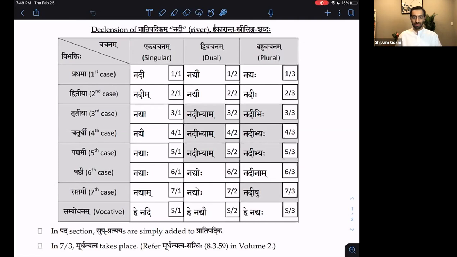nadinam. 7-1, nadyam, nadyoho, nadishu. Murdhanyatva-sandhi, apply it here. Nadyam, nadyoho, nadishu. He nadi, he nadyo, he nadyah. Yeah, so 7-3, Murdhanyatva-sandhi has taken place, to make that sakara, su becomes shu.